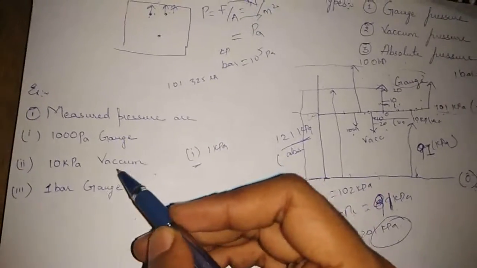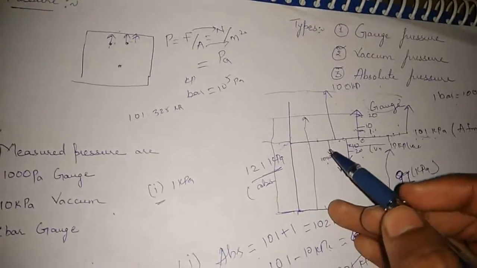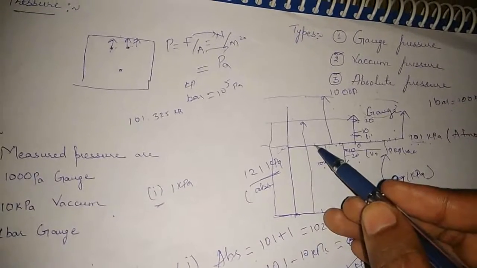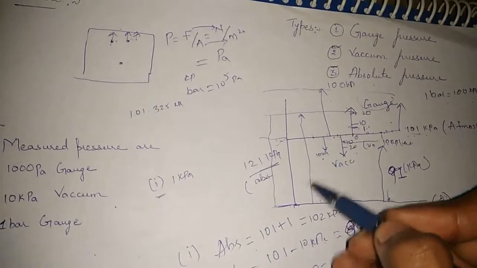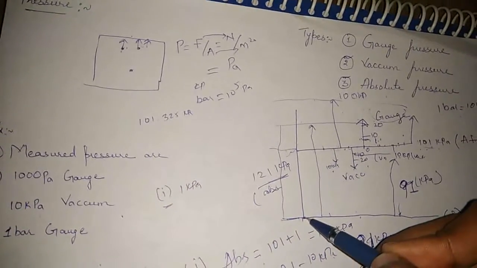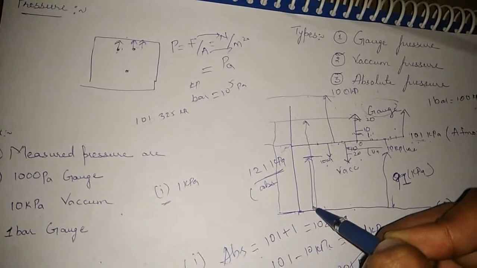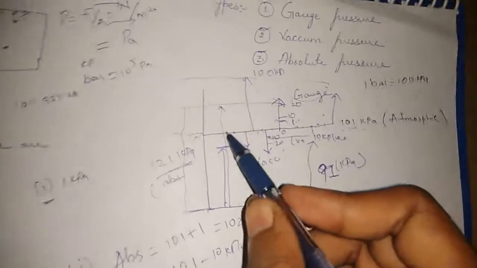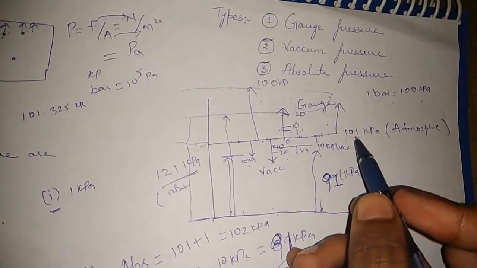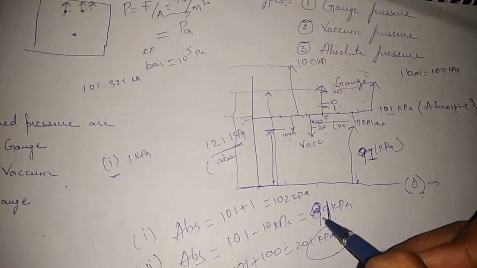Let's solve the second one, 10 kilopascal vacuum. 10 kilopascal vacuum means we measure below this atmospheric reference line. Coming down up to here, it is 10 kilopascals. Now if we measure taking this as the reference line and go up to here, this is the absolute pressure. Up to here we know it is 101 kilopascals, the atmospheric pressure, and if we subtract 10 kilopascals from that, we get 91 kilopascals. So this 91 kilopascals is the absolute pressure.